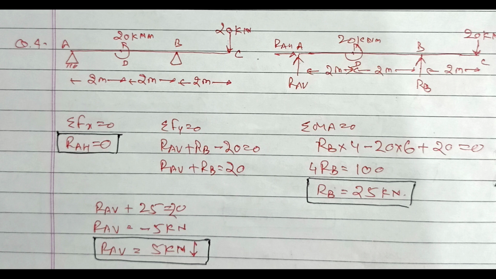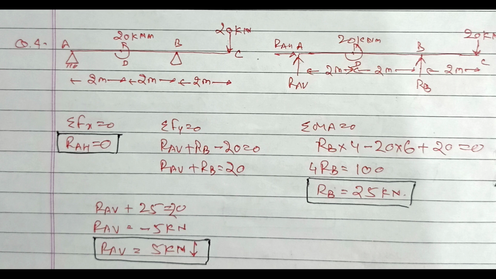Now once the free body diagram is drawn, we will apply the conditions of equilibrium. So applying first equilibrium equation, sigma Fx equal to 0, that is sum of all horizontal forces equal to 0. Since RAH is in positive x direction, so plus RAH equal to 0. It gives you first equation. Then second equation, sigma Fy equal to 0. So RAV plus RB minus 20 equal to 0. Only 3 vertical forces are there, RAV, RB and 20 kilonewton. So RAV plus RB equal to 20 kilonewton.